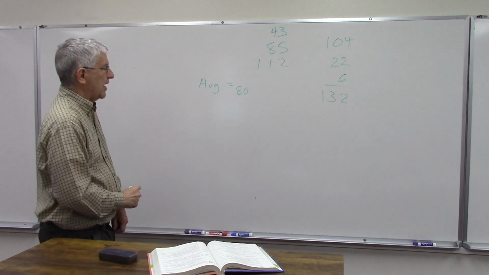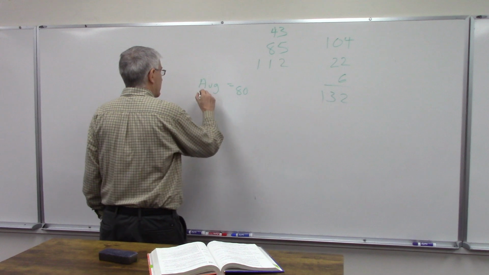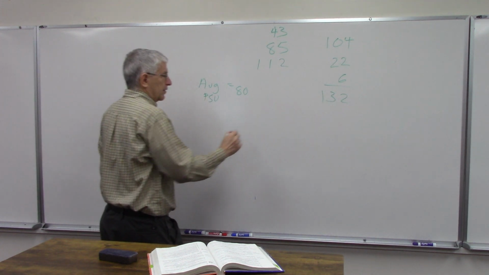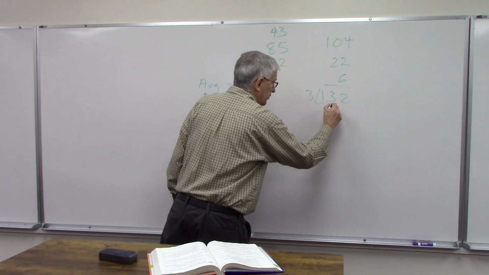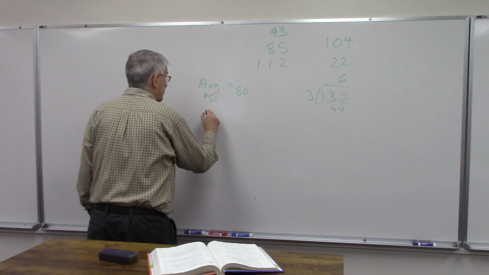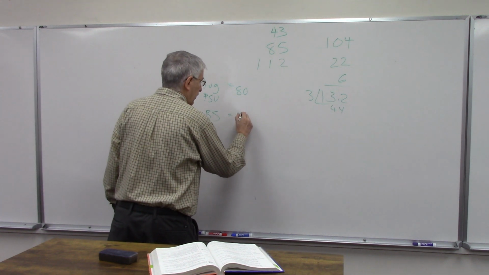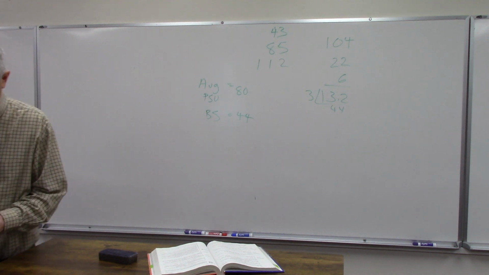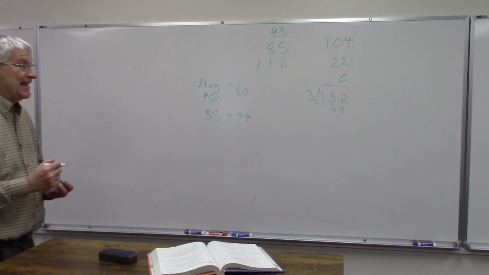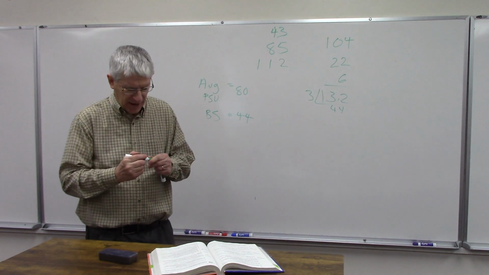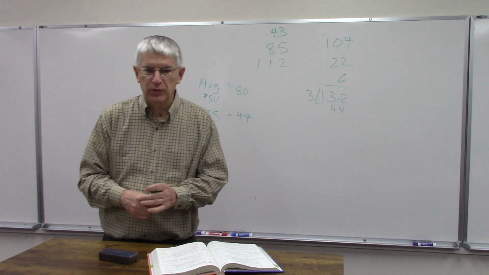That's 132, and 3 will go into that. So the average of Penn State was 80, and 3 into 132 is 44, all right? So that was Boise State, that's 44. So here's the big question. What is the average of the running backs for both combined?